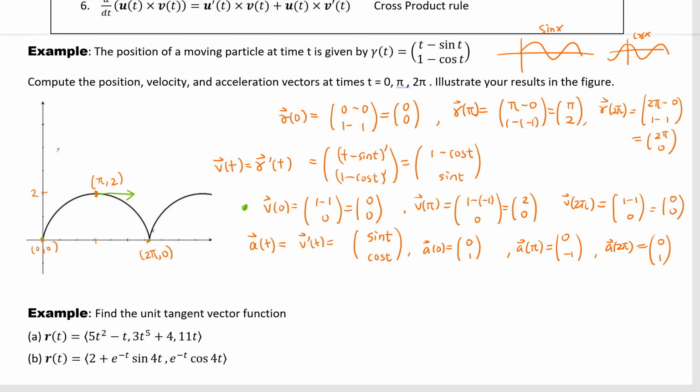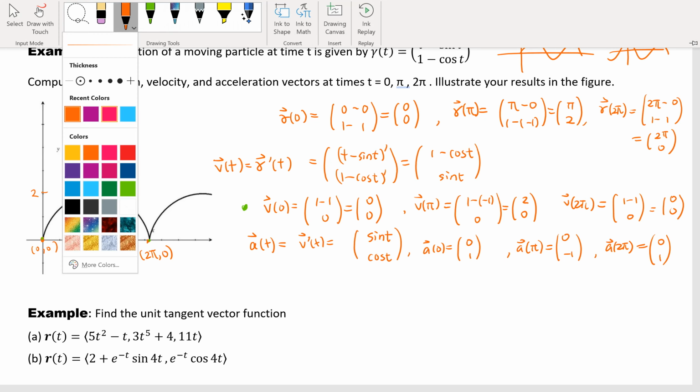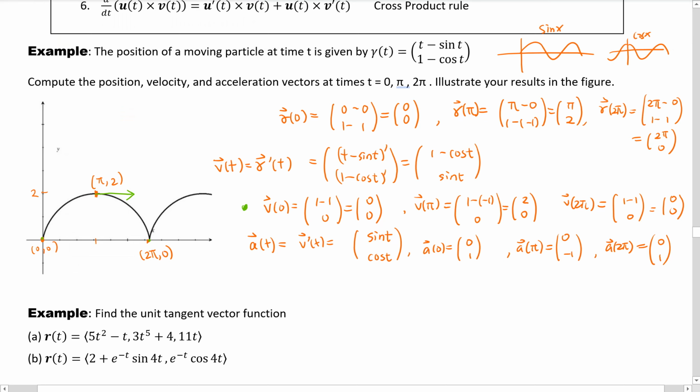So if we use this different color, let's use blue to indicate. At the point 0, 0, we get A is 0, 1. So 0, 1 is right here. And for the second point, we have 0, minus 1 is right here. So this is like the force we're pulling it.